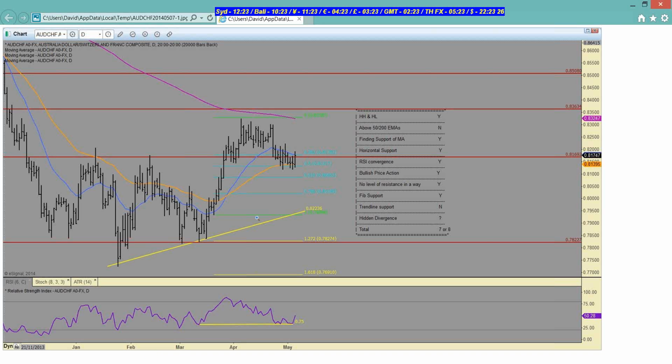Aussie Swiss. That's this one. Trendline support. No. Fib support. Yes. I would probably go from that low there for your Fibonacci. Horizontal support. Support of moving average. Above them, no. Higher highs and higher lows. Yes. Okay.